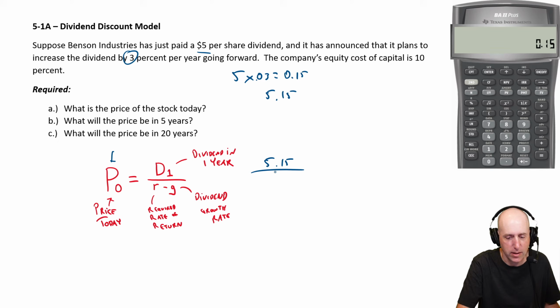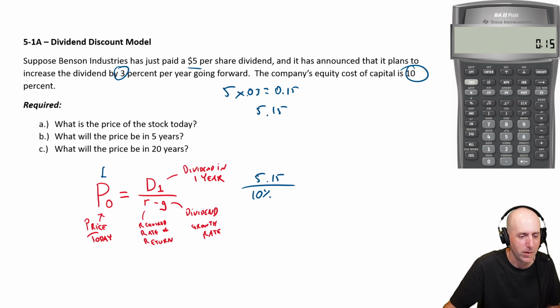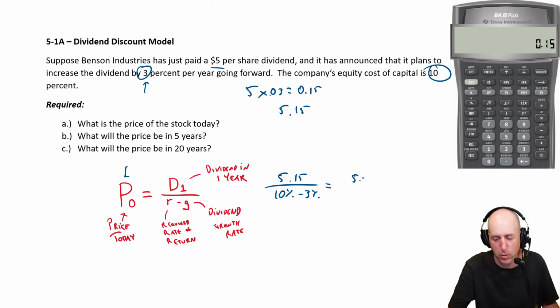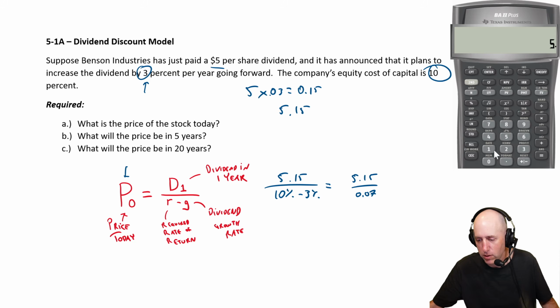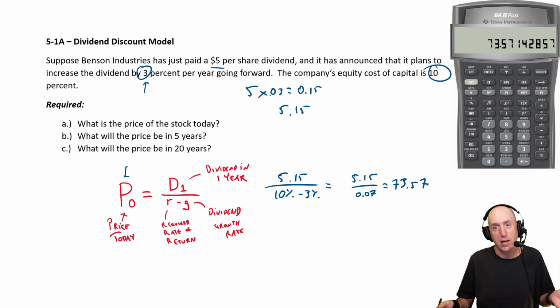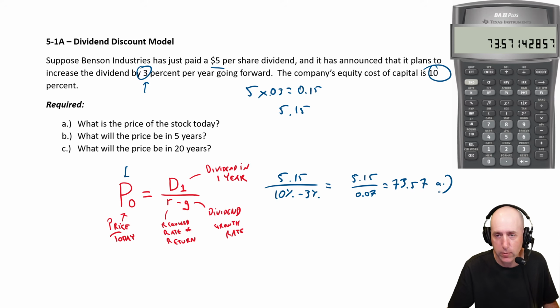We'll divide that by R minus G. R is our required rate of return, or equity cost of capital in this case, 10%. And the dividend is going to grow by 3%. So 10% minus 3%. That's our growth rate. So 5.15 divided by 0.07. I'll put that into my calculator. 5.15 divided by 0.07 equals $73.57. That's the value that the dividend discount model would put on this stock. Now, there's millions of other factors that go into an actual stock price, but this is one way of considering the value of the stock. So that's A, and we've solved.